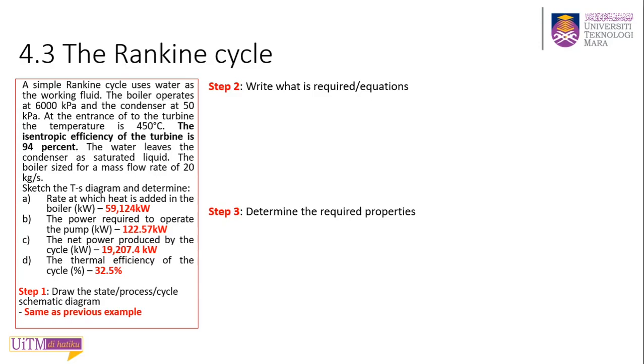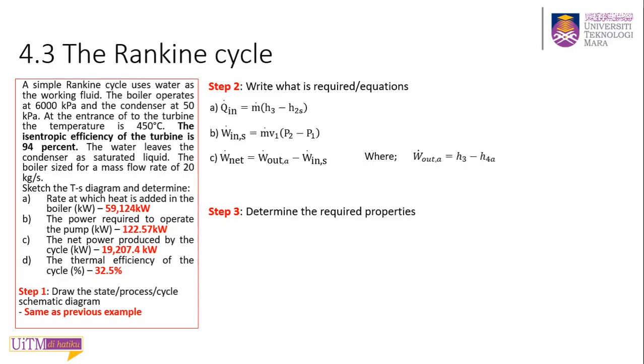For step 1, please try to draw and label the schematic diagram for a Rankine cycle. For step 2, to calculate the rate at which heat is added, we can use the following equation. To find the power input, we can use the work input equation for ideal conditions. To find the net work output, it is simply the actual work output minus the ideal work input. And finally, to find the thermal efficiency, we can use the following equation to determine the cycle's thermal efficiency.